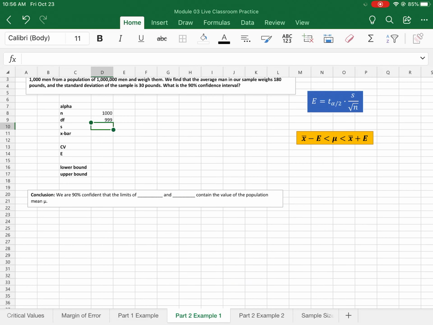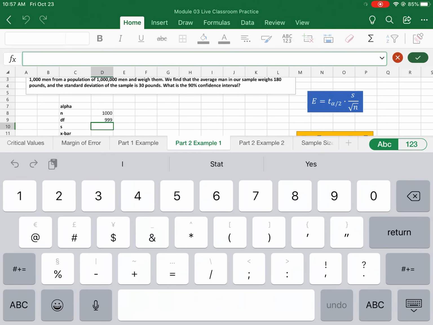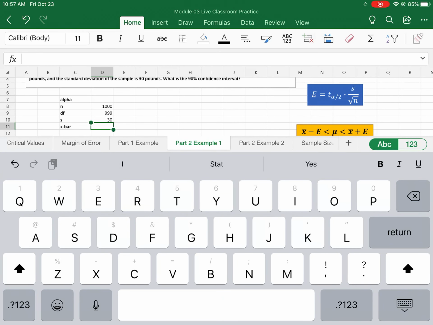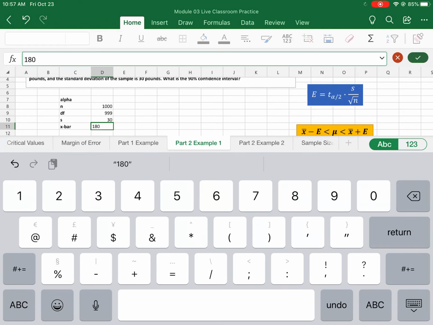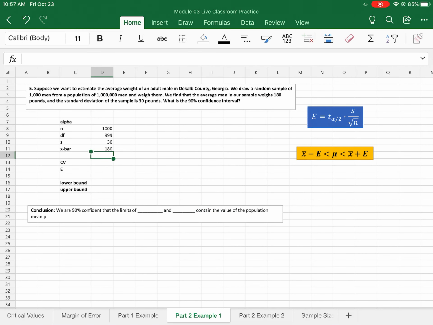Next thing I'm going to do, and again, some of these things you could fill in. S is going to be my sample standard deviation. We know that that is 30, so I'm going to go ahead and fill that in. And then my X bar, that is my average of the sample. That was 180, given to us. Those things are fine to just plug in as numbers because that's information that's given to us. Everything else we're going to use cell referencing and an equation.